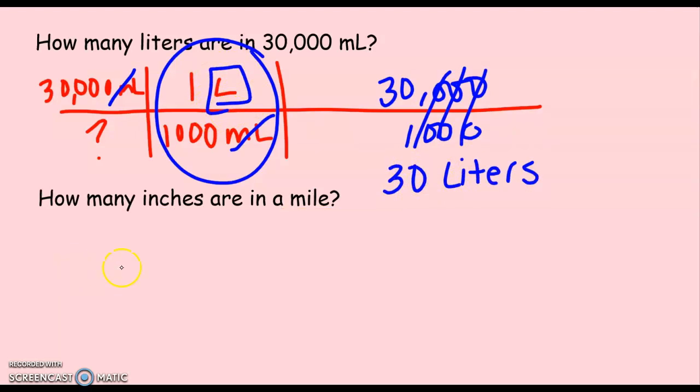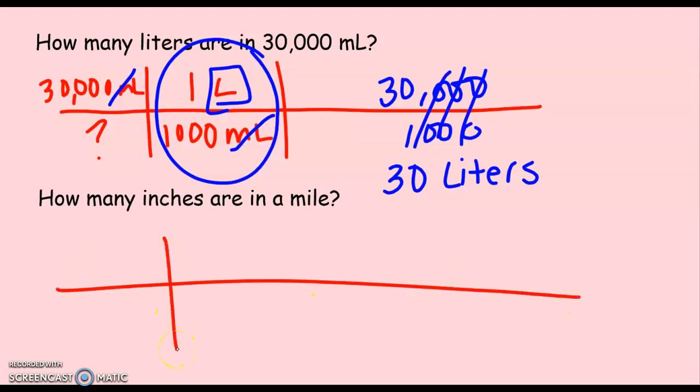Okay, so if I'm doing inches in a mile, I'm going to start that out with, again, my train tracks. I don't know how many inches are in a mile, so I know that there are 12 inches in 1 foot right now.